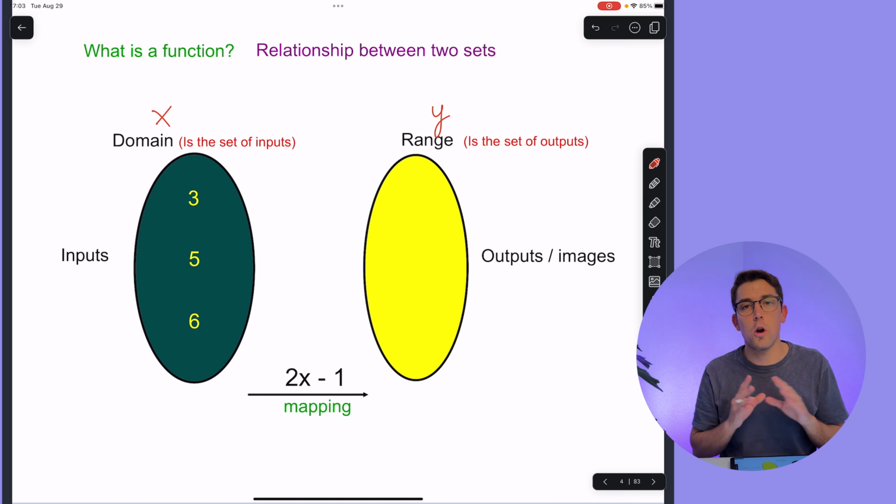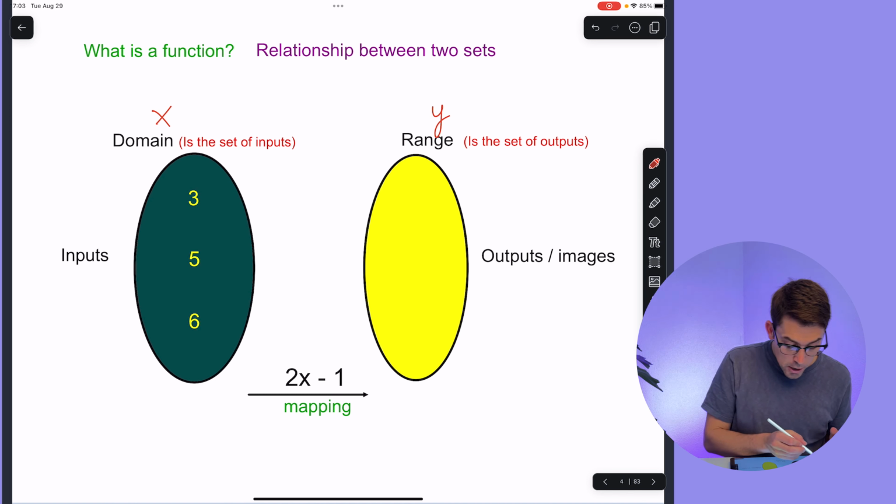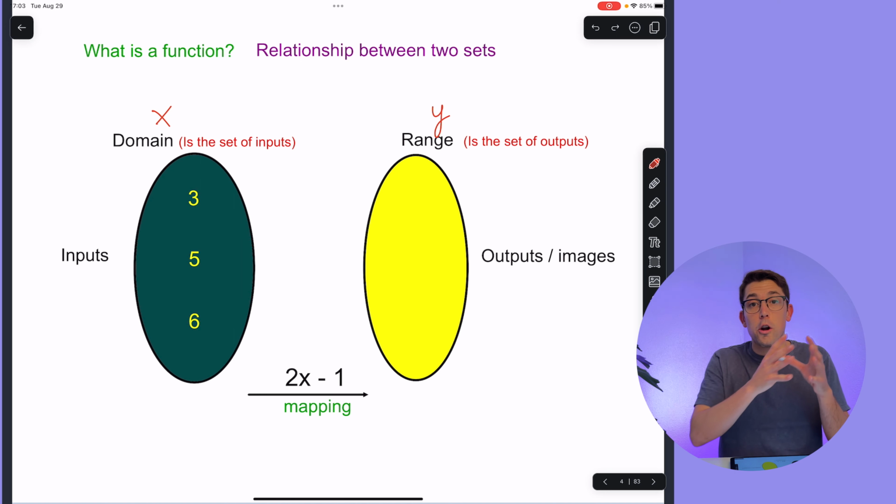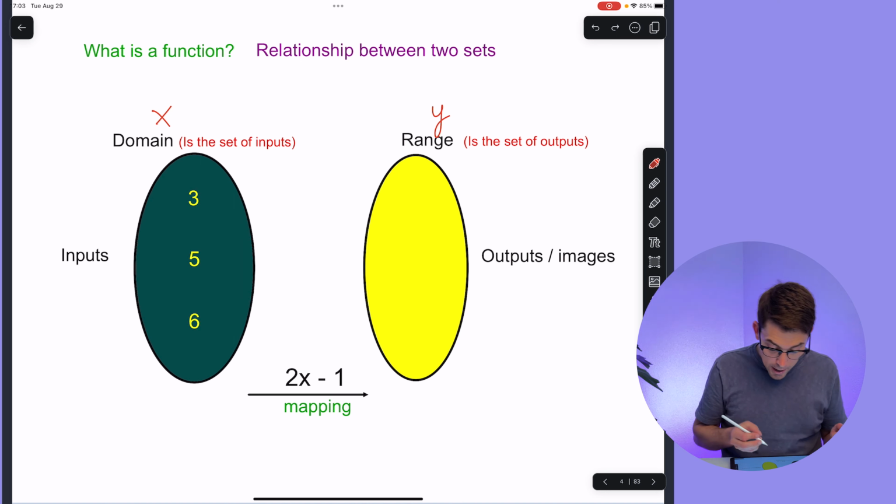So you can think of independent and dependent. You can think of input and output, or x and y. Those are all valid ways of thinking about this for right now. So let's take a look at our inputs here. Our inputs are 3, 5, and 6. It's just a set of inputs that are inside of our domain. It's what we put into a function. And what exactly is our function right now? It's 2x minus 1, just a simple linear function.